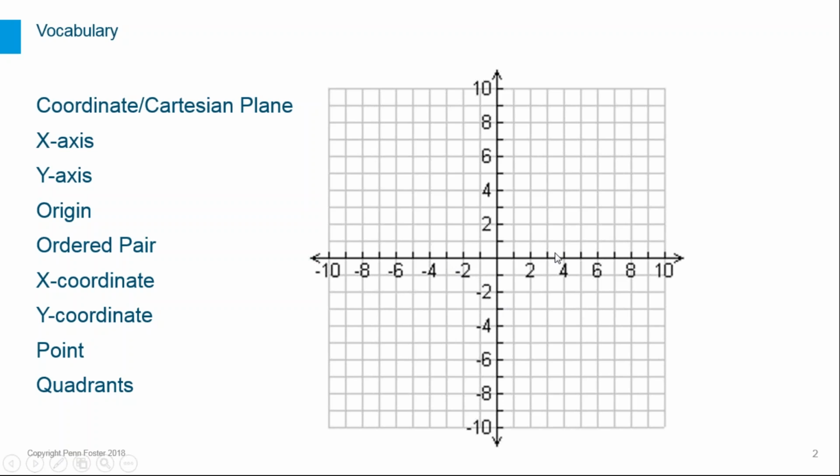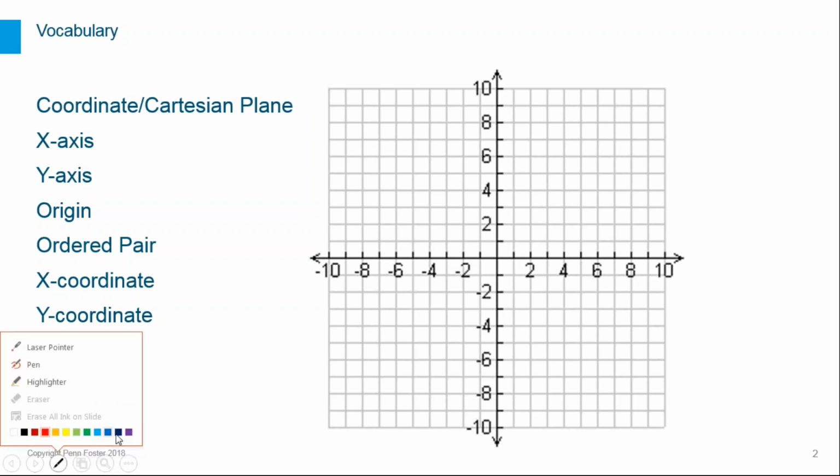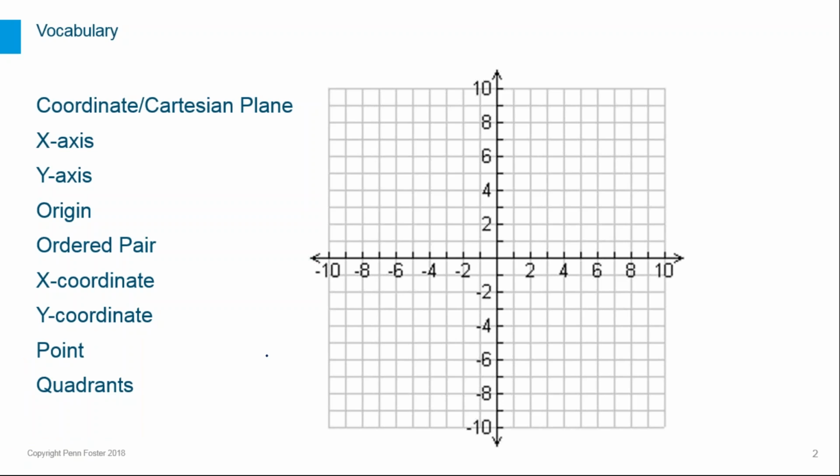It is always a good habit to label our axes as we plot points or graph lines on the plane. So let's label the axes. The vertical one is the y-axis, and the horizontal is the x-axis. As you see, the two axes intersect at one point that we call the origin. The origin is the only point where the two axes intersect.